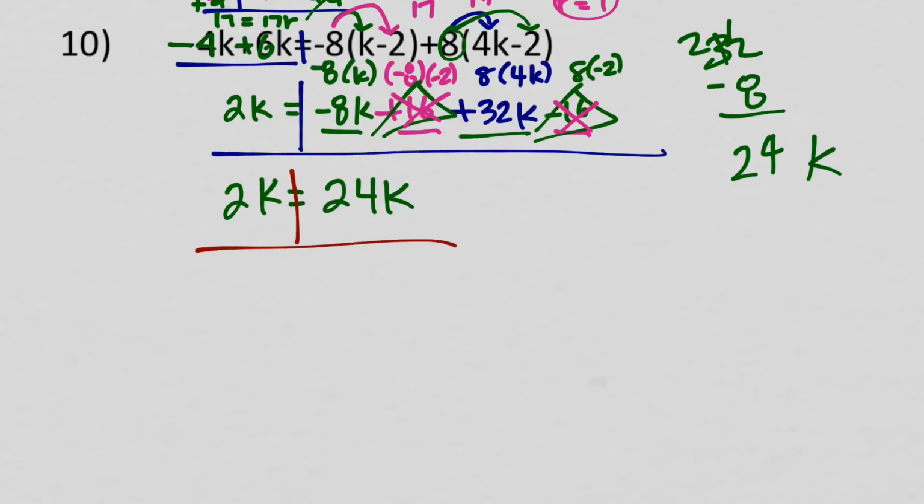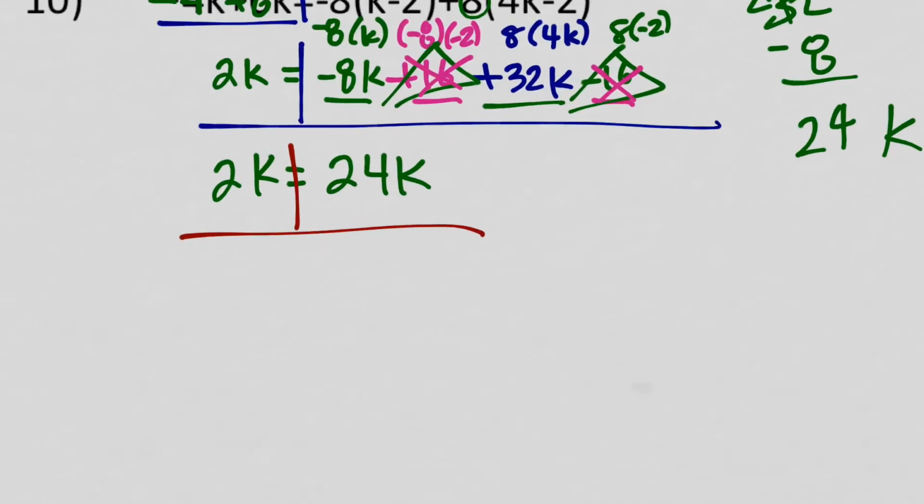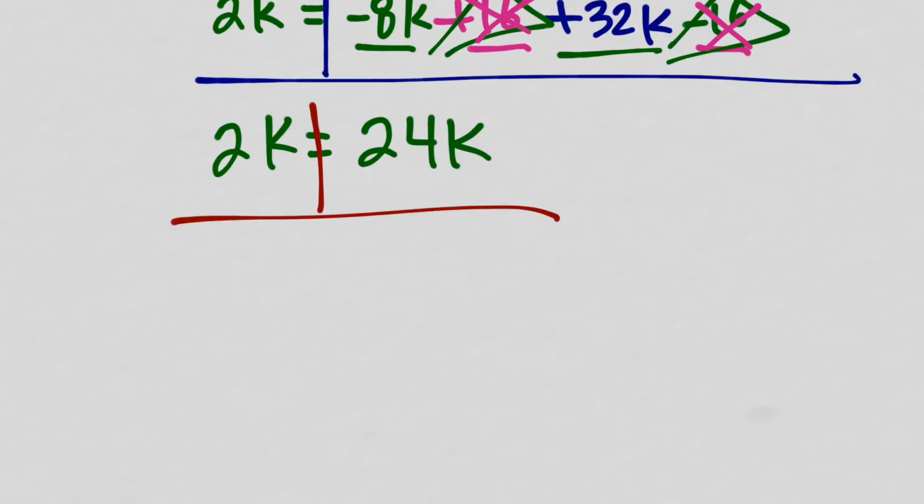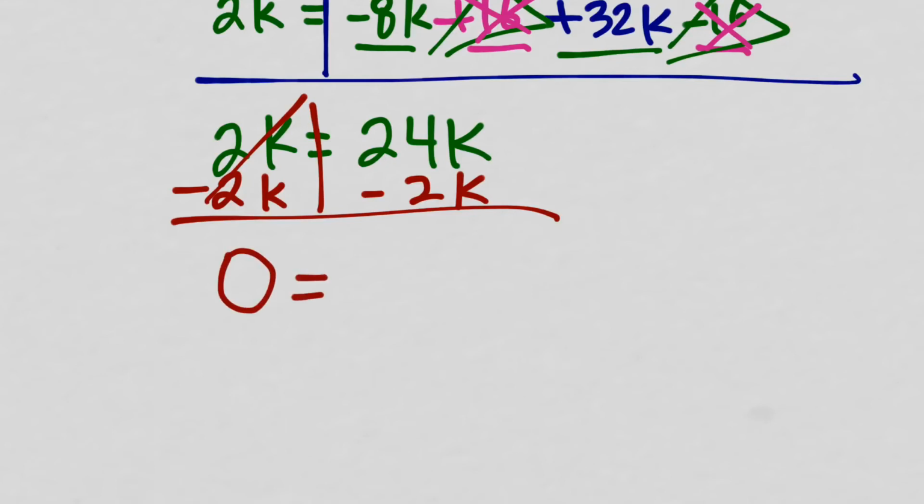I need to move the k's to be on the same side of the equal sign. So the smallest k is 2k. The opposite is to subtract by 2k. Well, 2k minus 2k cancel out to 0. I don't have anything left on the left side because 2 minus 2 is 0. No more k's. 24k minus 2k, though, is 22k.